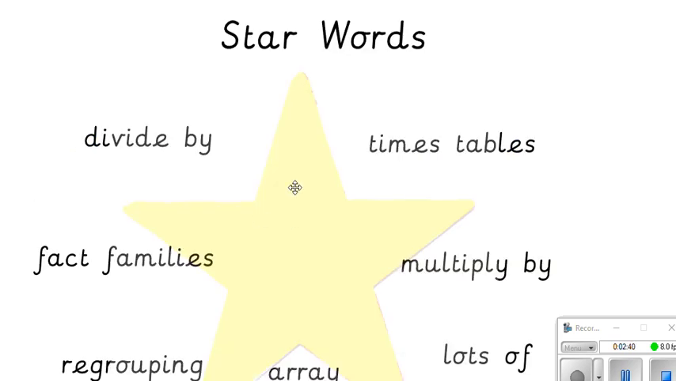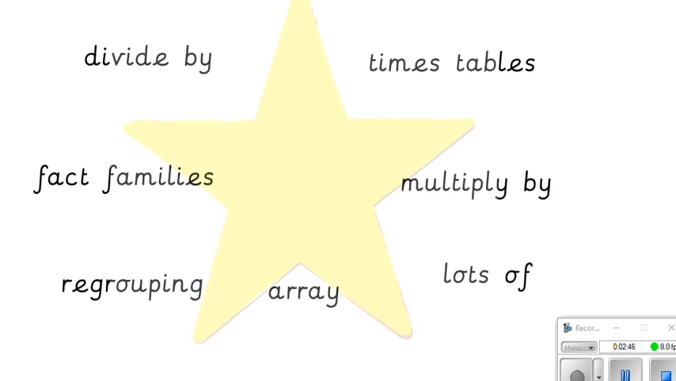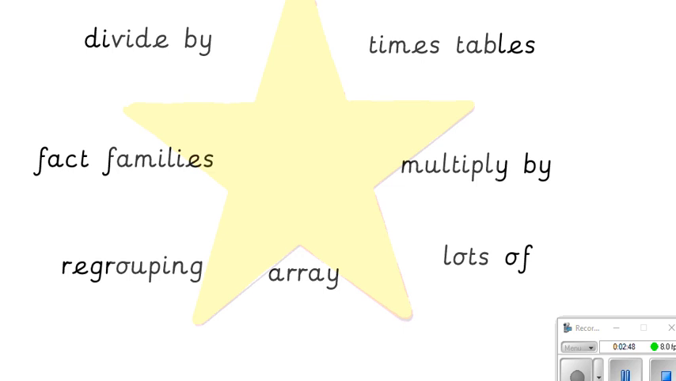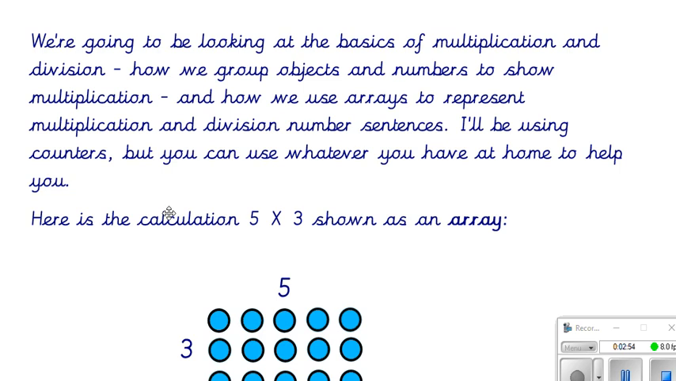So our star words for today, we've got divide by, fact families, regrouping, array, lots of, multiply by, and times tables. We're going to be looking at the basics of multiplication and division, how we group objects and numbers together to show multiplication, and how we use arrays to represent multiplication and division number sentences.